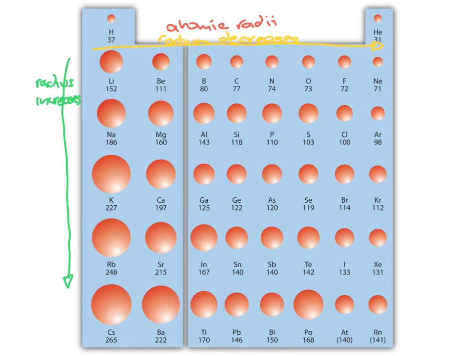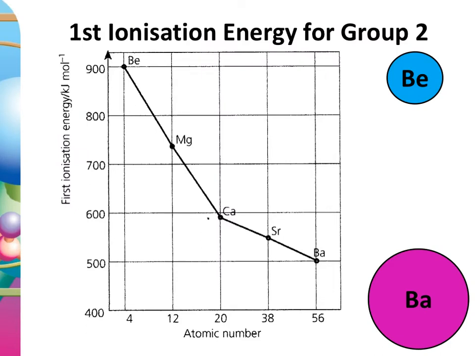These trends are going to be useful and important when we think about ionization energy, because if you remember the 3 factors, one of the factors that affects ionization energy is the distance from the nucleus to the outermost electron, the one that's being removed. So we have to consider the atomic radii, and the trend is going to be important to explain the trend in ionization energy.